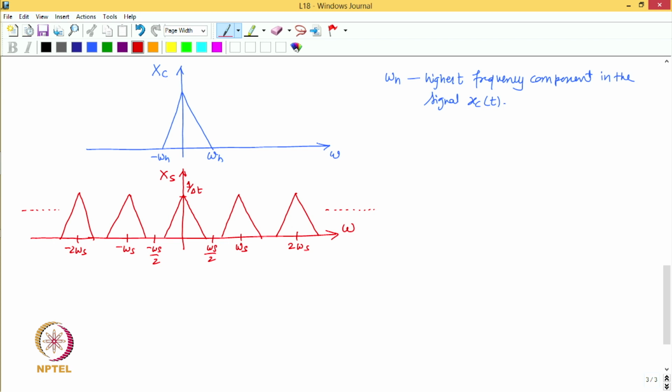So this basically explains the effect of time sampling on the frequency domain representation of the sampled signal. The conclusion is that the frequency domain representation of the sampled signal is periodic, and it consists of copies of Xc(omega) repeated and shifted by an amount k times omega s, with k being an integer varying from minus infinity to plus infinity.